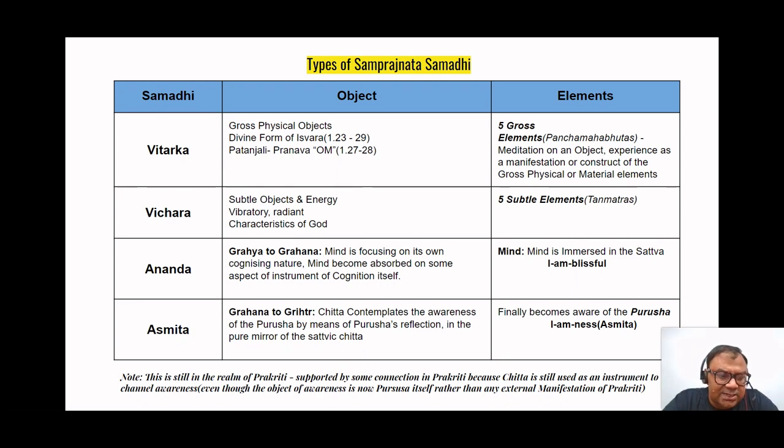That means at the Asmita stage, there is nothing left but the Asmita, I-amness. I-amness basically exists at this Asmita Samprajnata Samadhi level. But there is a catch. As I have mentioned here at this last point, this is still in the realm of Prakriti, supported by some connection in Prakriti, because Chitta is still used as an instrument to channel awareness, even though the object of awareness is now Purusha itself rather than any external manifestation of Prakriti.